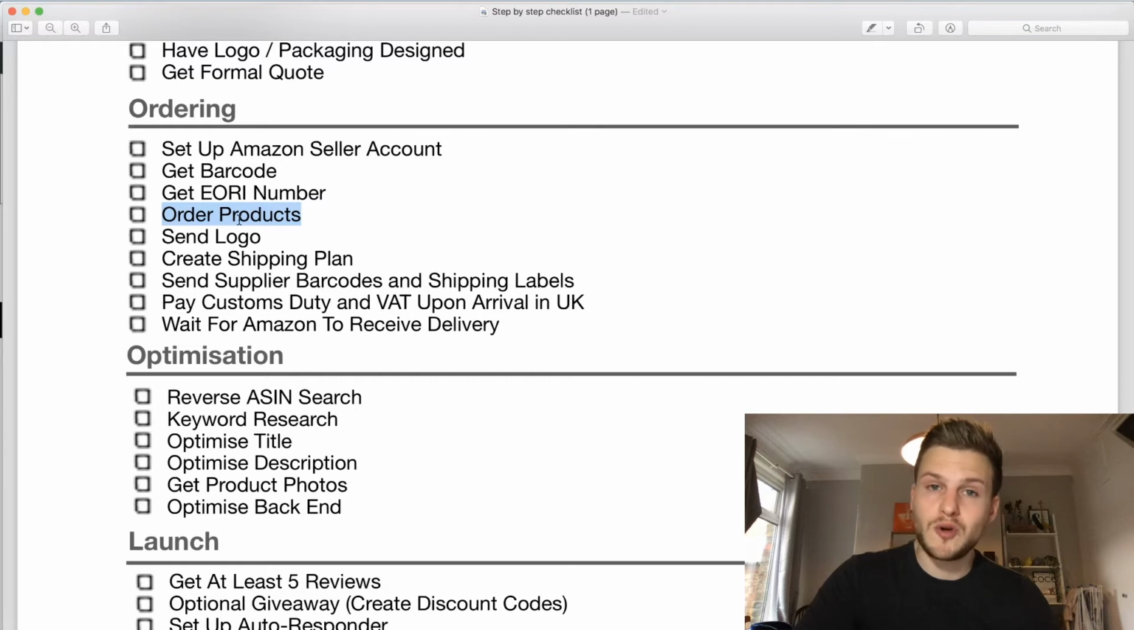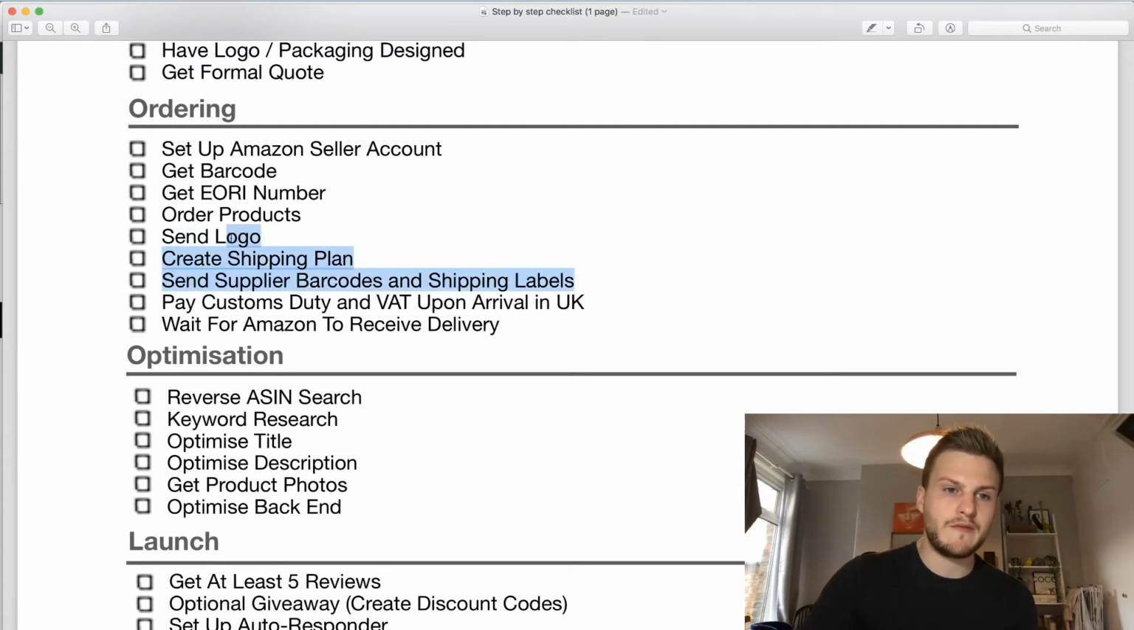You actually need to order your product, so you need to pay. Some people will have 30% down payment and then 70% upon completion of manufacturing. Some will be 100% up front. It just depends on your manufacturer, but you need to order your products, get the barcode sent over to them, get the shipping label sent over to them. There we go: send logo, create shipping plan, send supplier, and shipping label. So these are little tick boxes that this will happen.